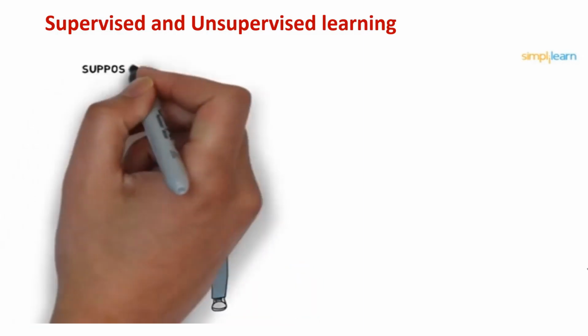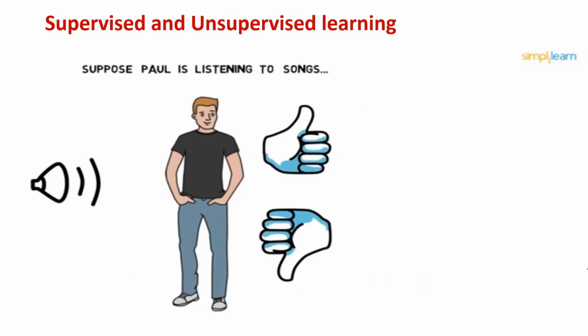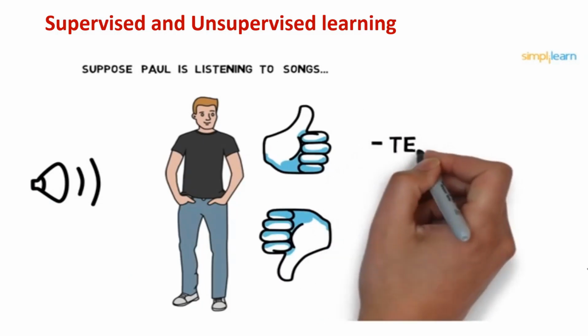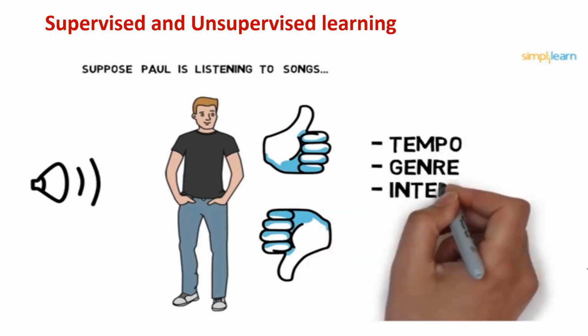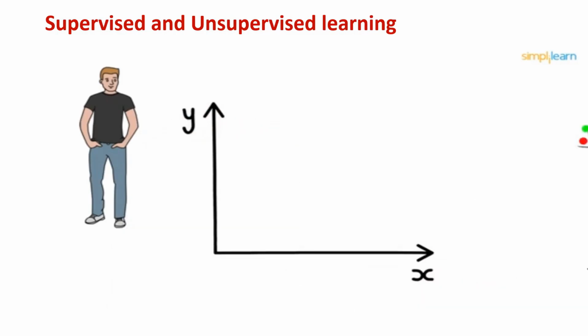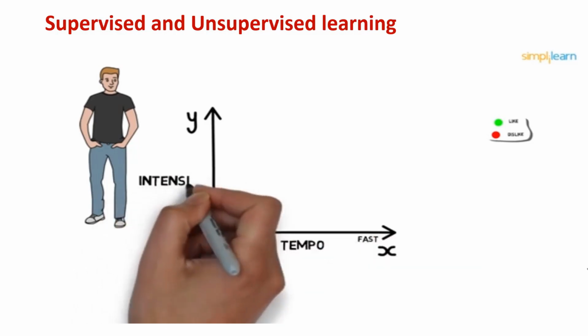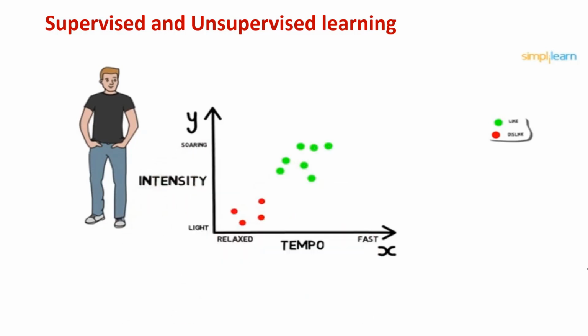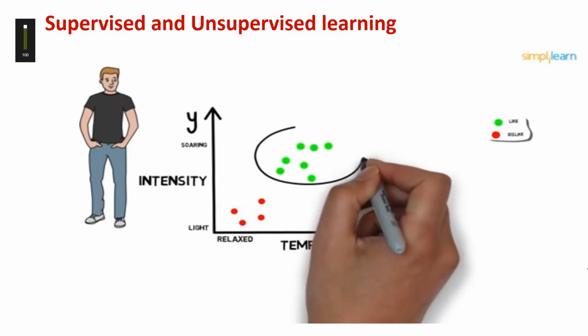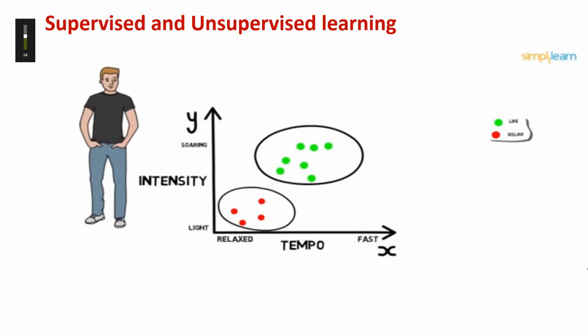So that's Paul. He loves listening to new songs. He either likes them or dislikes them. Paul decides this on the basis of the song's tempo, genre, intensity, and the gender of voice. For simplicity, let's just use tempo and intensity for now. So here, tempo is on the x-axis, ranging from relaxed to fast, whereas intensity is on the y-axis, ranging from light to soaring. We see that Paul likes the song with fast tempo and soaring intensity, while he dislikes the song with relaxed tempo and light intensity. So now we know Paul's choices.